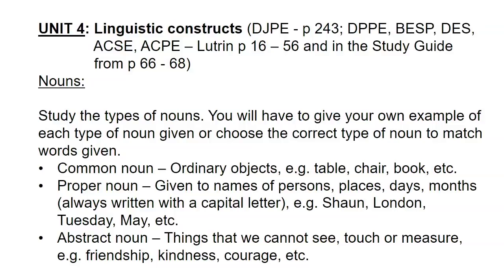Now the abstract nouns are the things that we cannot see, or you can't touch, or you can't measure. And those are the things that are worth a lot to all of us, like friendship, like kindness, like courage.